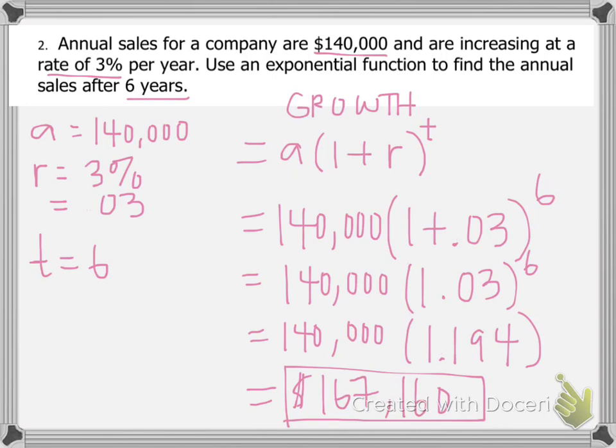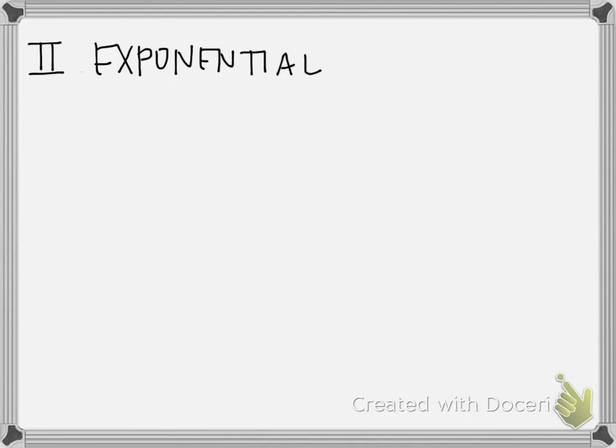Alright, so that's your growth rate. Well, you can also have a decay. Maybe something is going to be decreasing over a certain amount of time. So it's not going to get bigger, it's going to get smaller. So it's called exponential decay.